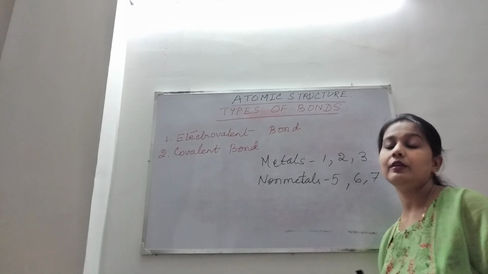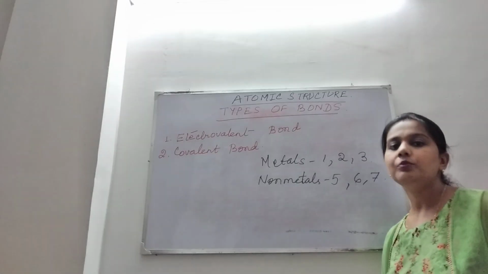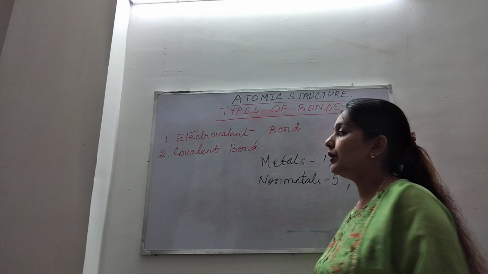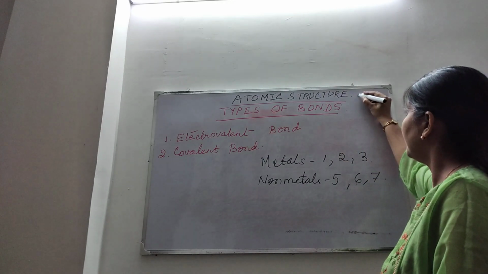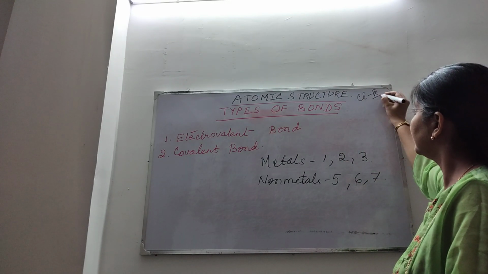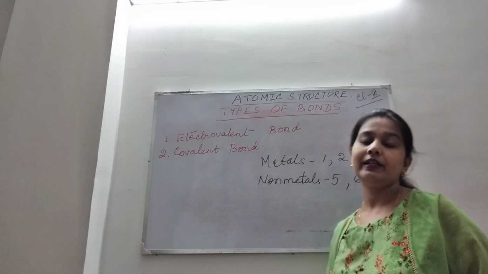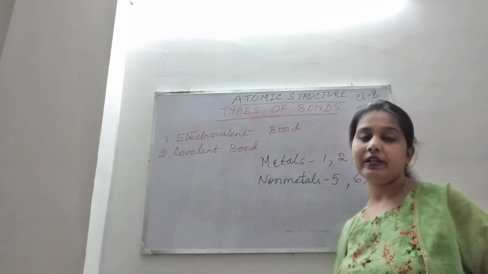We have electrovalent bond, we have covalent bond, we have coordinate bonds, but coordinate bond is not part of your syllabus. We have only electrovalent bond and covalent bond in the 9th standard. This is there in class 9. So, in electrovalent bond, what are we supposed to learn? First of all, what is electrovalent bond?